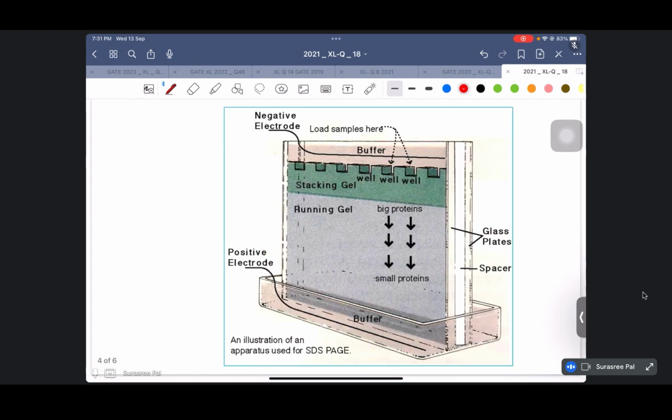Now coming to the gel system. In the polyacrylamide gel, in SDS-PAGE specifically, there are two layers of the gel. One is called the stacking gel, another is called the running gel or the resolving gel.